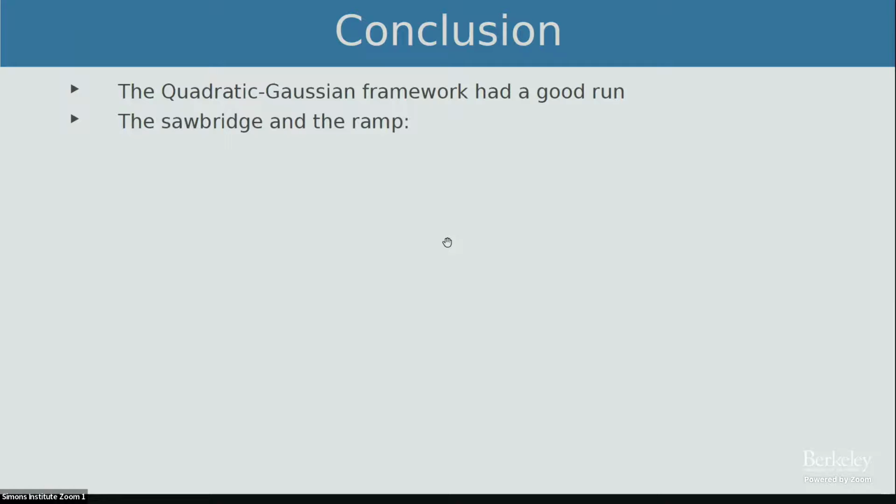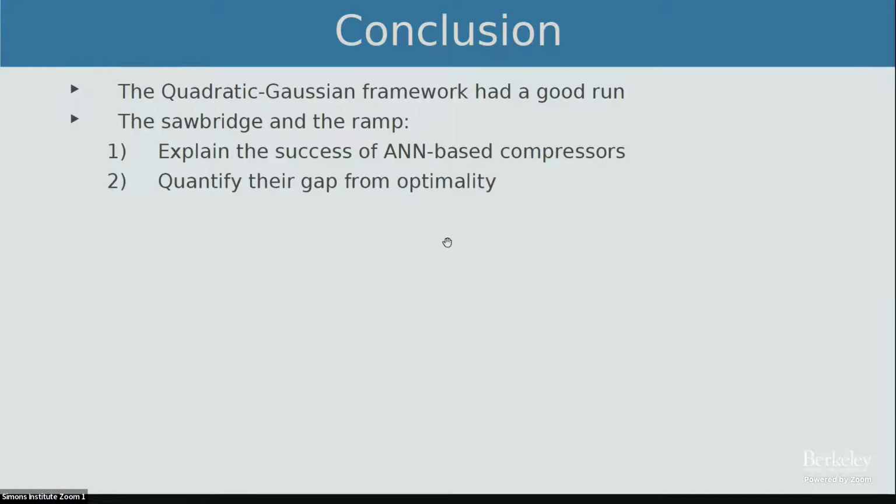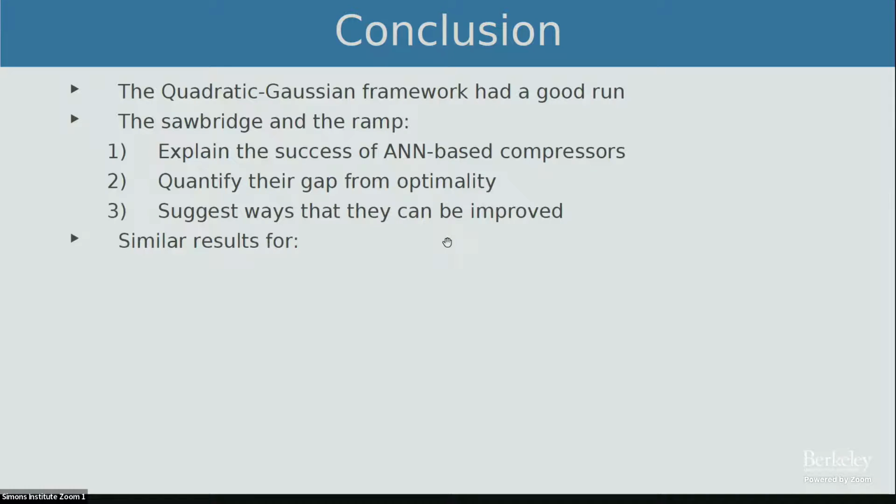I don't know, but here are two simple examples to maybe start with: the Sawbridge and the ramp. Simple as they are, they do meet these three goals. They explain the success of these nonlinear transforms, they quantify the gap to optimality, and they do point the way toward how to improve them. We have other processes we've looked at that I'm not talking about.